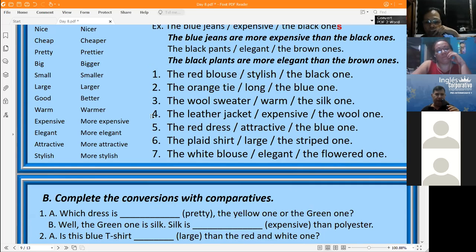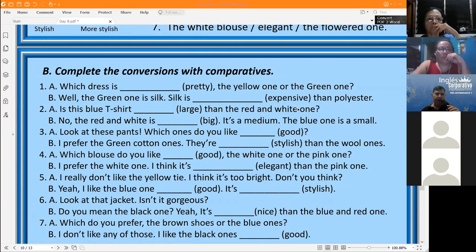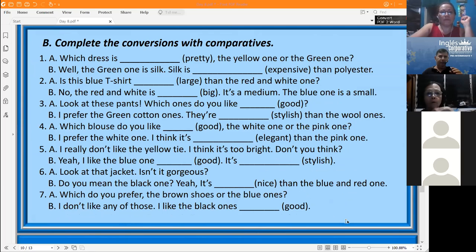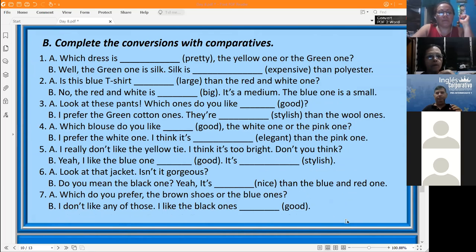Okay. Now let's move to the second exercise. Now we have two people. So, Olguita and Karen, right? So you go together in number one. Which dress is prettier, the yellow one or the green one? Well, the green one is silk. It is more expensive than polyester.